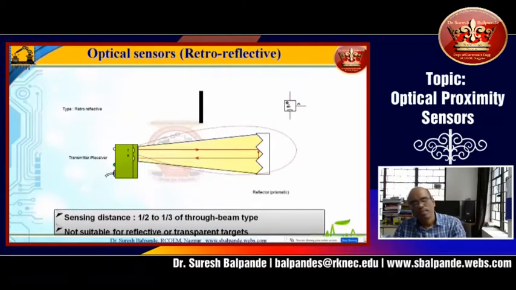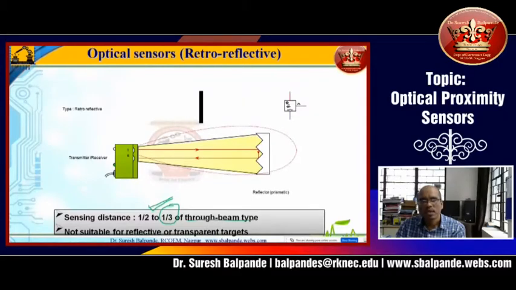So here, if you summarize this, the sensing distance is half to 1/3 of the through beam type, because half is a very ideal value as per the calculation, because the light has to travel double the distance. So sensing distance would be half, but due to the dispersion of the light and the double distance it has to travel, you will have a lot of losses there. Some scattering of the light takes place, and because of that it will lie in the range of half to 1/3 of the through beam type.